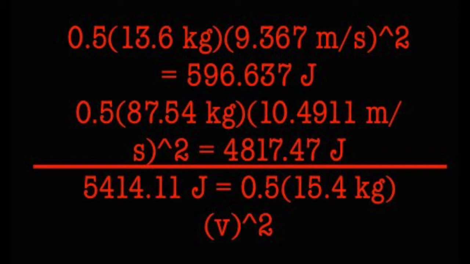If we add these two joule values together, we end up with 5,414.11. We can set that equal to 0.5 times 15.4 kilograms, which is the weight of the average leg or foot, times v squared. Then we can solve for v, ending up with a grand total and a final value of 26.5166 meters per second. This is about 59 miles per hour, which is fast for a kick, but isn't unheard of.